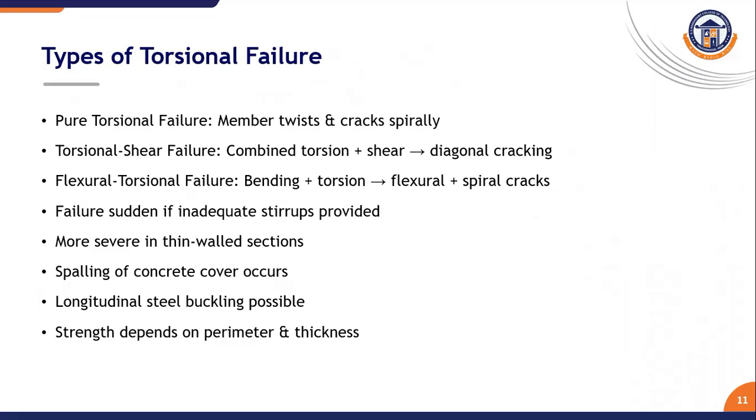Types of torsion failure. Torsion failures include pure torsion, torsional shear and flexural torsional failure. They are sudden and severe if reinforcement is insufficient, especially in thin-walled members. Spalling of concrete and buckling of longitudinal bars may occur, reducing the stiffness. Hence, torsion must always be checked.